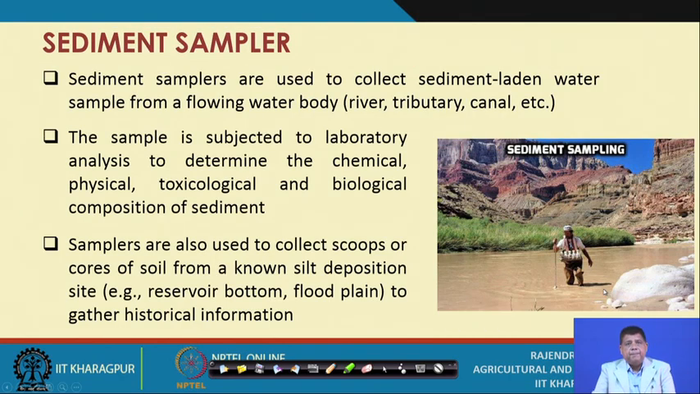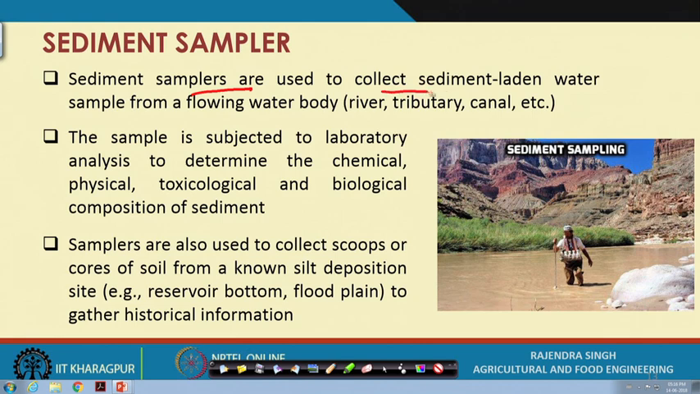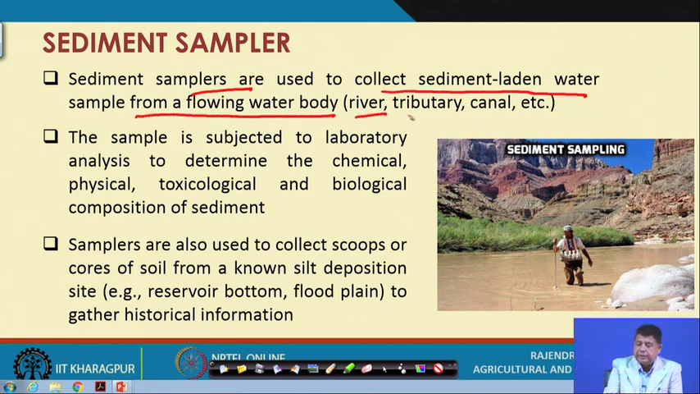And then the second type of measurement, or second source of obtaining the soil loss data, is by use of sediment samplers. Sediment samplers are basically used to collect sediment-laden water samples from a flowing water body. It could be a river, tributary, canal, anywhere we want to find out the soil loss, then we can collect sediment samples, and that simply means collecting the sediment-laden water sample.